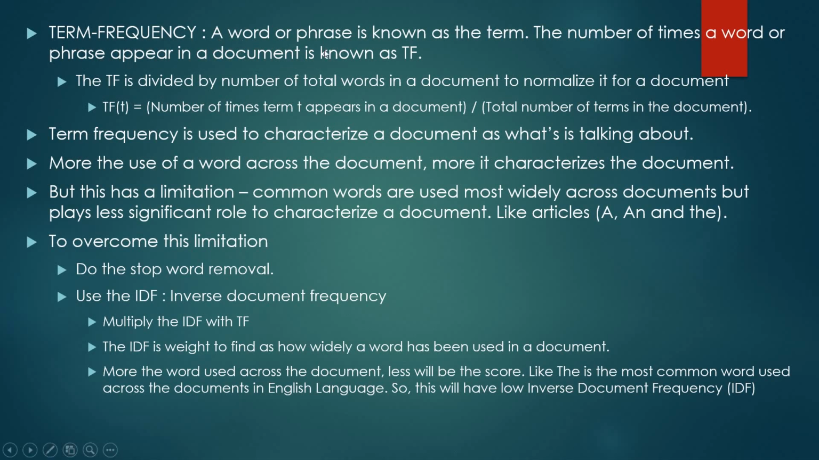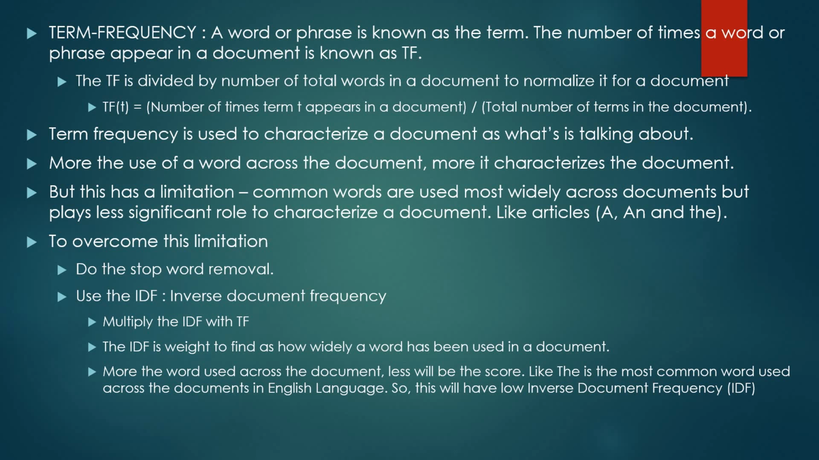So let's see term frequency. First of all, we need to understand what we call a term. In any document, any word or any phrase is known as a term. The number of times a word or phrase appears in a document is known as the term frequency. So suppose there is a word, maybe doctor, and it appears in a document 15 times, then the term frequency of the word doctor is 15 for that document, right?